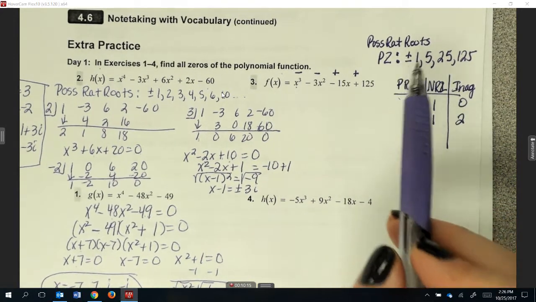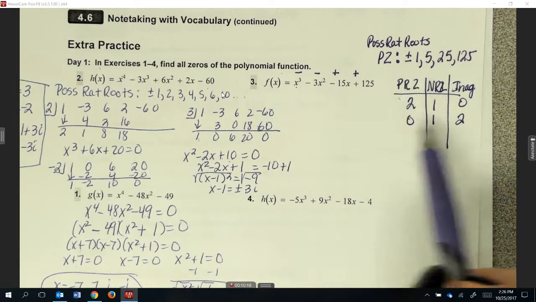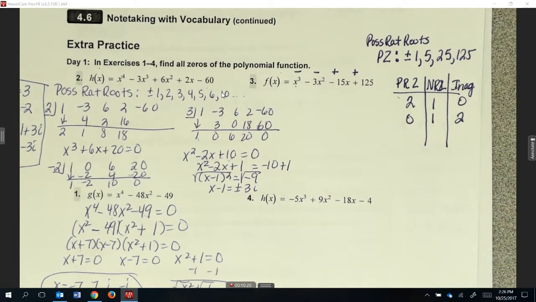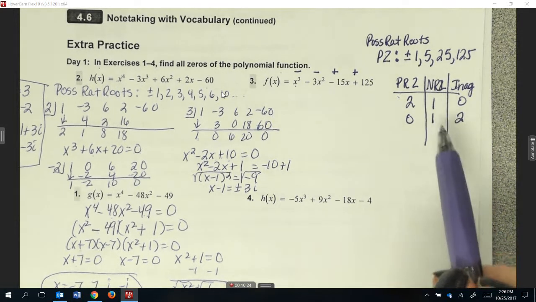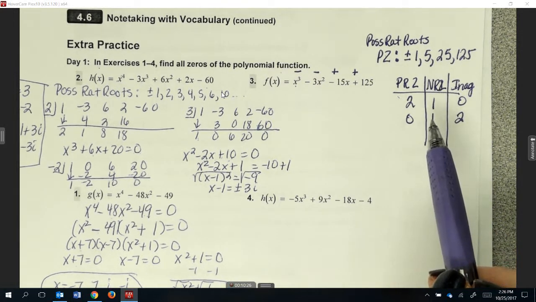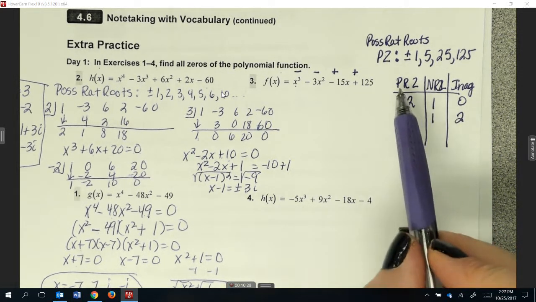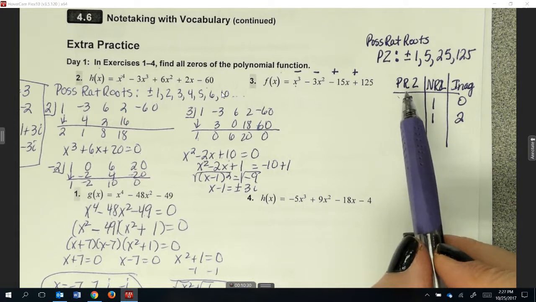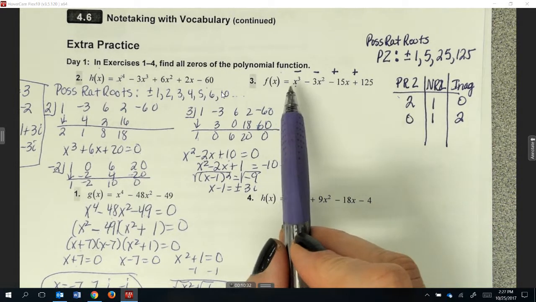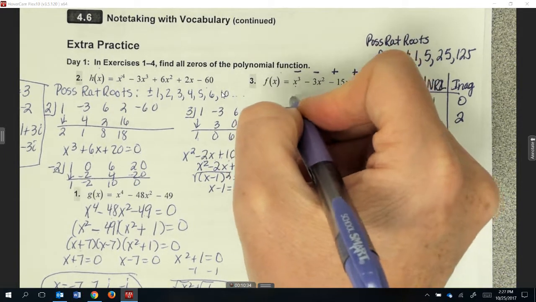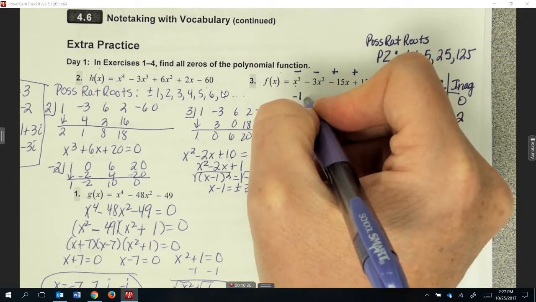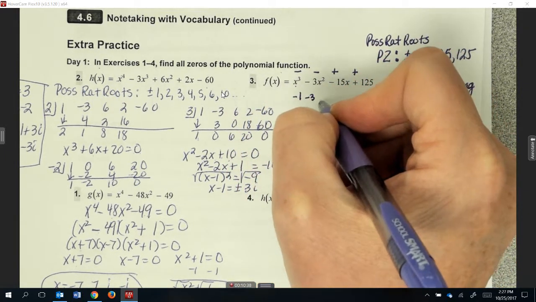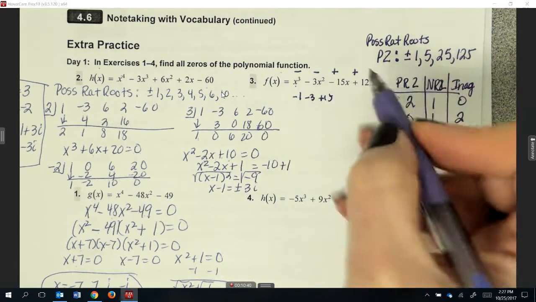Which is the smartest thing to check first based on this chart? What number is the best number to start checking? A negative, because I have to have one negative answer, right? But I don't necessarily have to have a positive real zero. So I might want to check negative one first. So negative one cubed is negative one. That's going to be minus three. That's going to be plus 15. That's not going to get us there, is it?